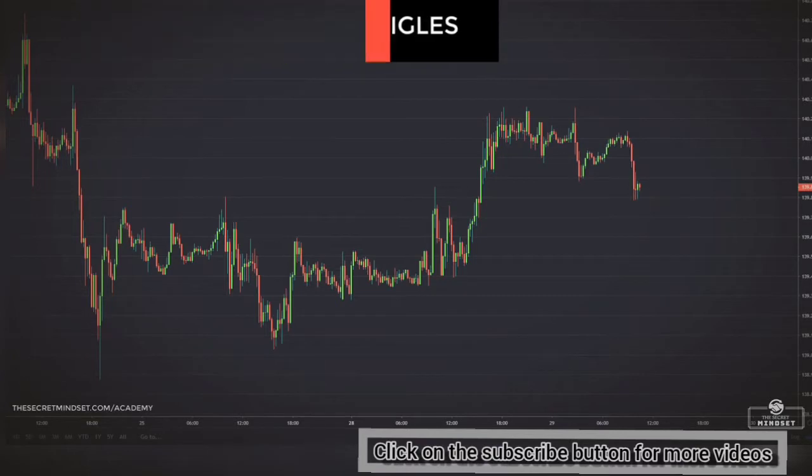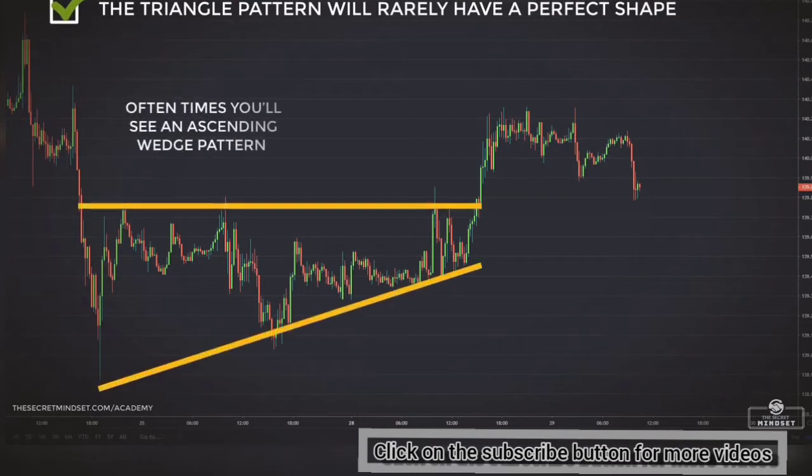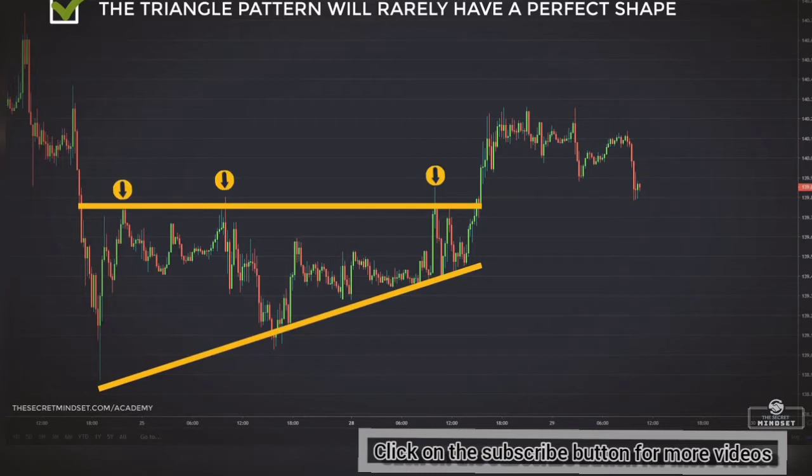First, on a price chart, the triangle pattern will rarely have a perfect shape. Oftentimes, you'll see an ascending wedge pattern which will break the resistance line, but will have no real momentum behind the breakout. Other times, the pattern will develop spiky bars that will lead to false breakouts. There is no perfect pattern. What's the first thing you see in this chart? That's right, the pattern is not perfect.